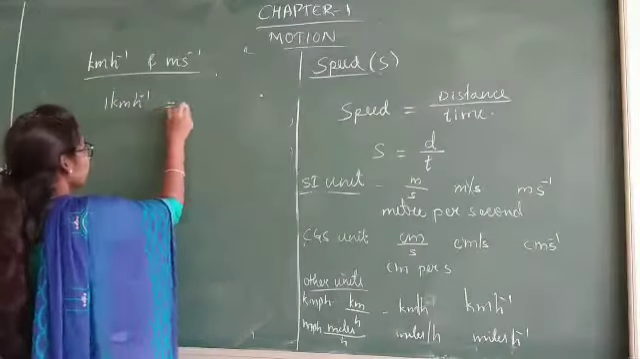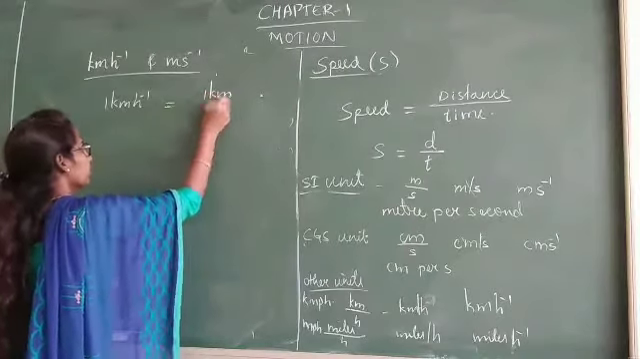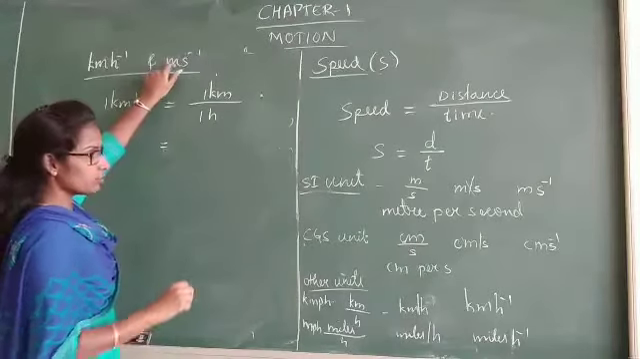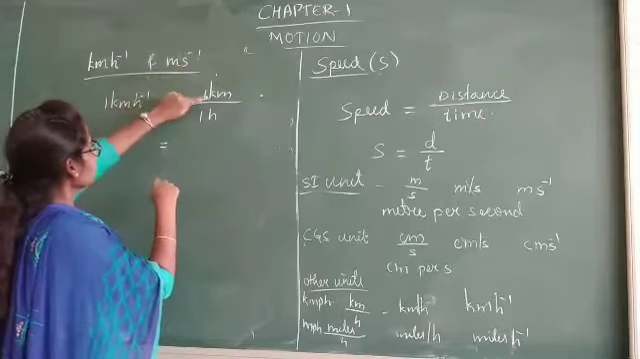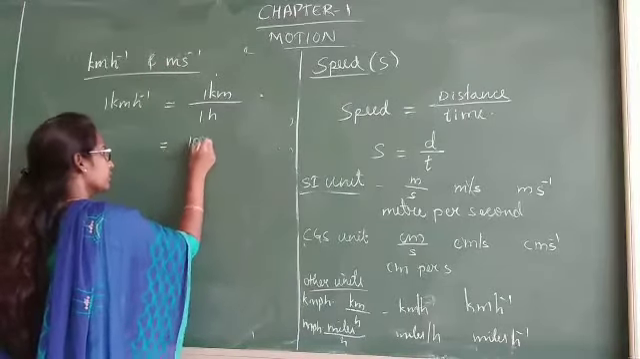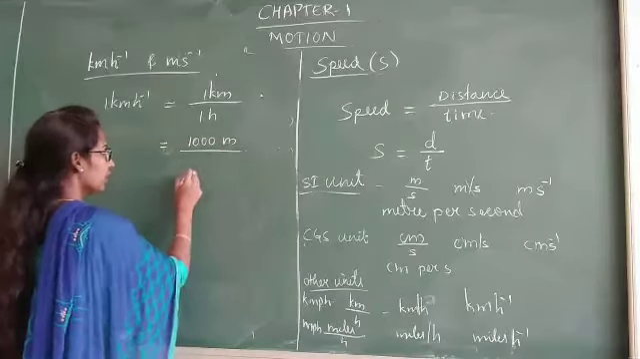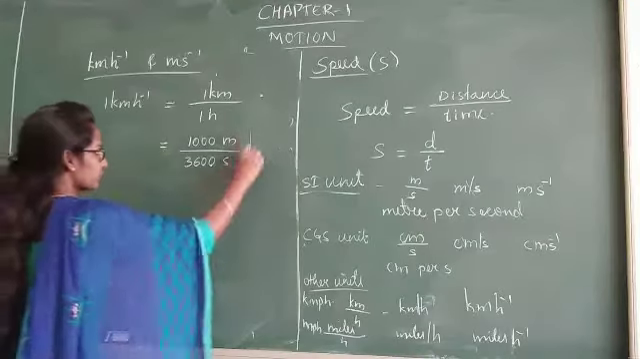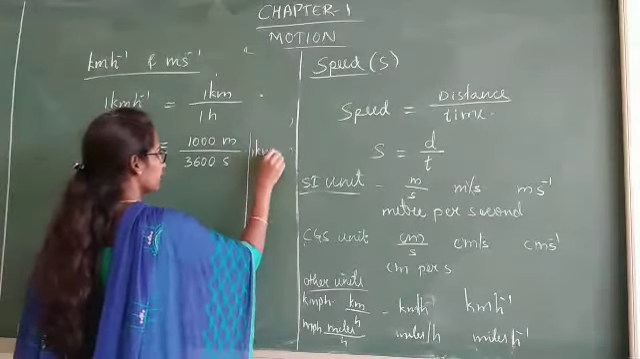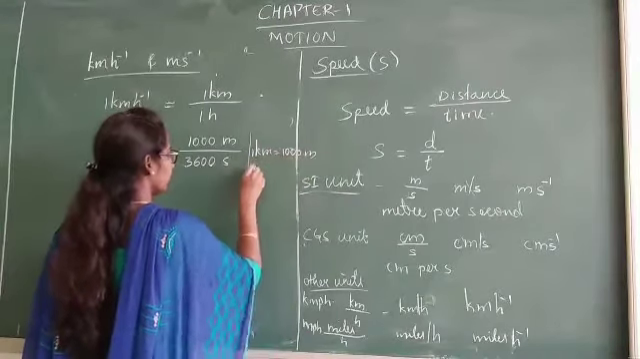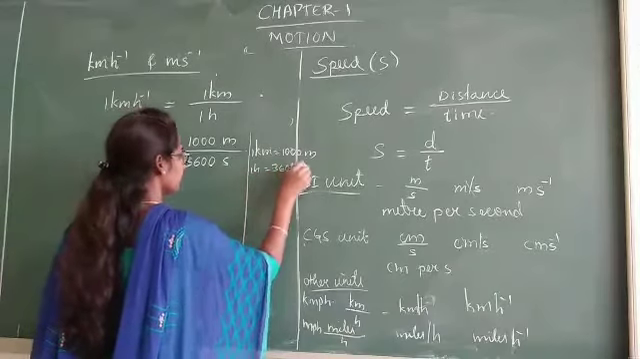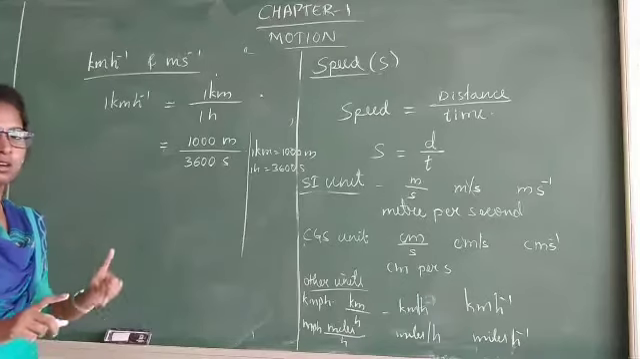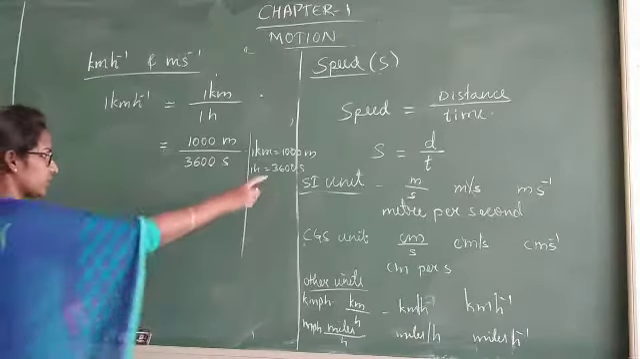According to the formula, distance will be equal to 1 kilometer and time will be equal to 1 hour. We need to find the relation between kilometer per hour and meter per second. 1 kilometer is equal to how many meters? We know it is equal to 1000 meters. And in 1 hour there are 3600 seconds, because in 1 hour we have 60 minutes and in each minute 60 seconds. So 60 into 60, 3600.